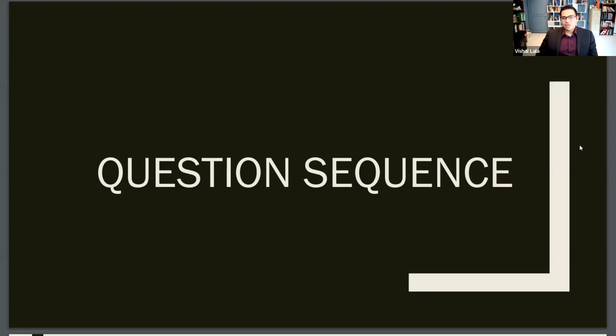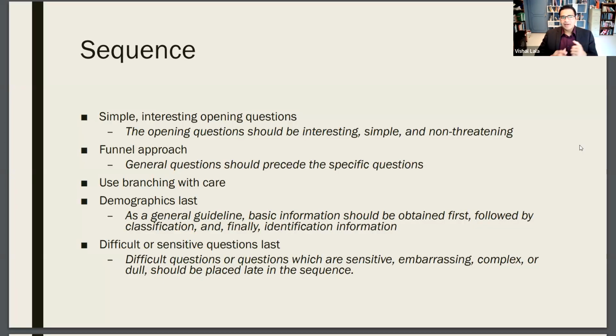On to question sequence. How do you start a questionnaire? What do you ask first? What do you ask in the end? And so on. Here's something to think about.